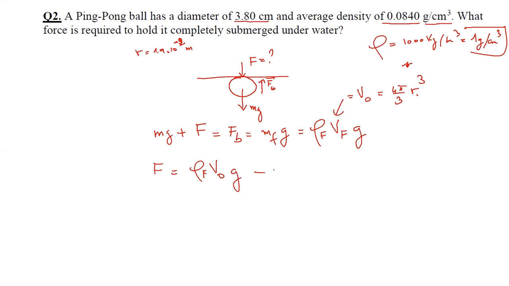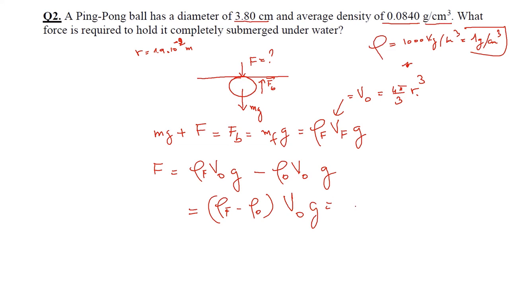And the weight of the ping pong ball is the mass of the ping pong ball multiplied by G. The mass of the ping pong ball is the density of the ping pong ball multiplied by the volume of the ping pong ball multiplied by G. So I know everything now. So it will be what? Let me put V as a common factor. I will have rho F minus rho object multiplied by V O G.